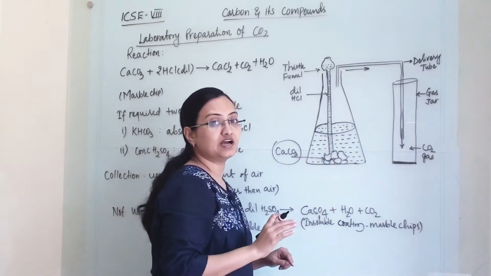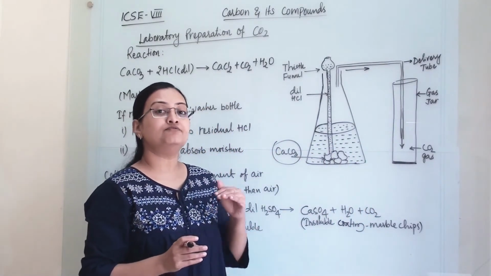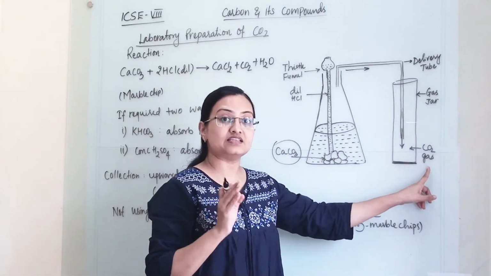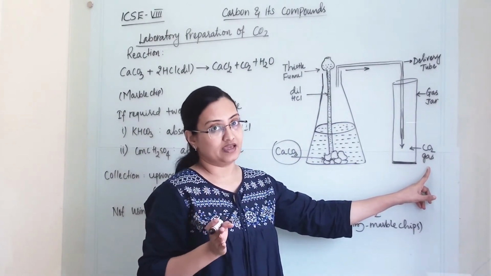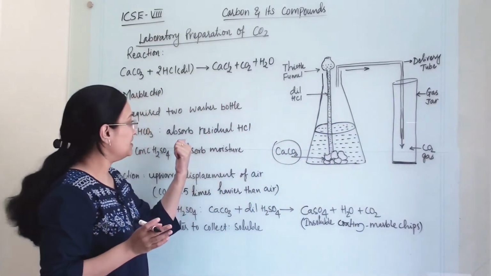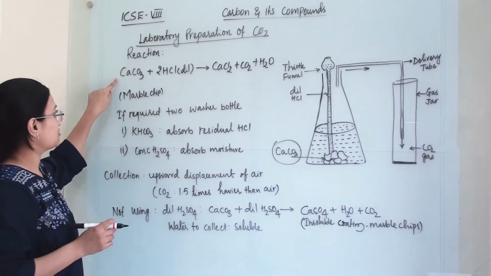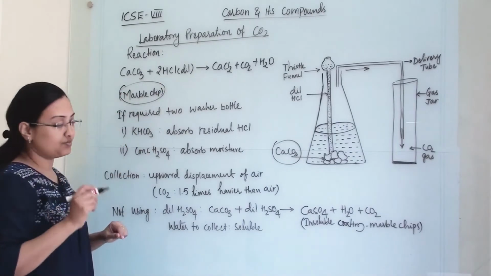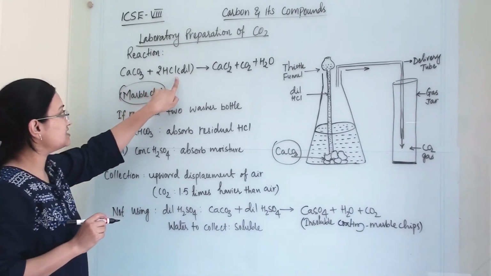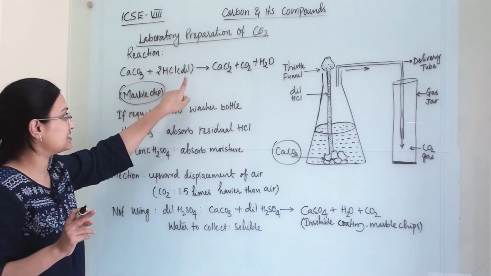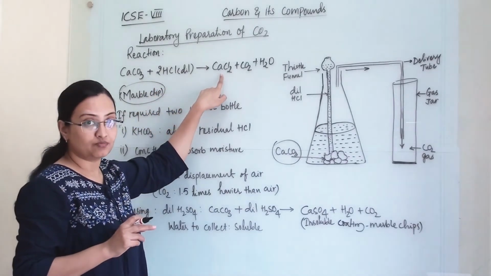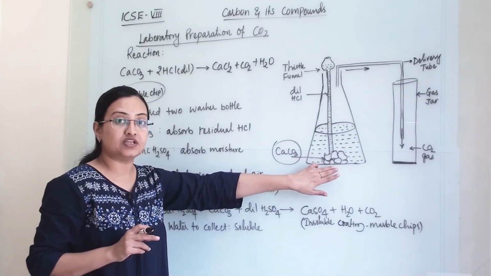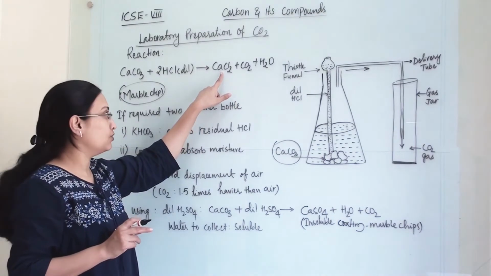Here we are collecting carbon dioxide gas via upward displacement of air, because carbon dioxide gas is heavier compared to air. Now let us see step by step the procedure. This is our reaction. Calcium carbonate, which we are getting through a marble chip. So this is calcium carbonate. When it is reacting with dilute hydrochloric acid, it will give us calcium chloride. So when the reaction is completed, whatever mass is there in the conical flask is of calcium chloride.